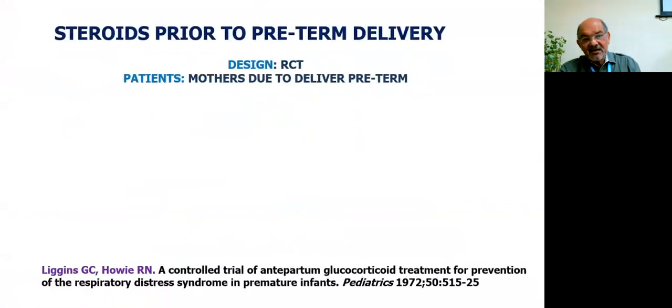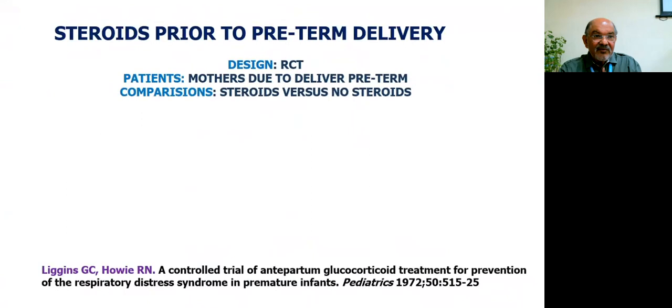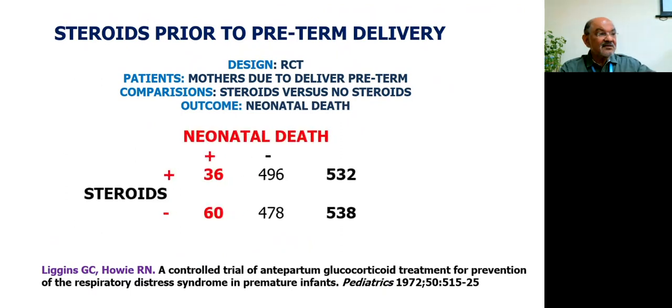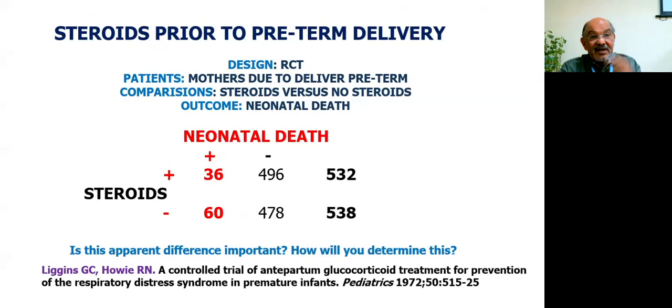This was an RCT done in mothers due to deliver preterm, where they compared steroids versus no steroids. They were randomized, and one of the outcomes was neonatal death. And these are the results. There were 532 mothers randomized to steroids: 36 neonates died and 496 did not die. There were 538 mothers randomized not to get steroids: 60 neonates died and 478 did not die. There seems to be a difference. But is this difference important? So that's our job, right?